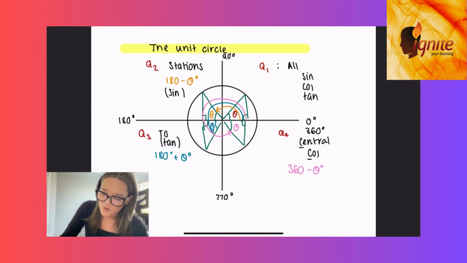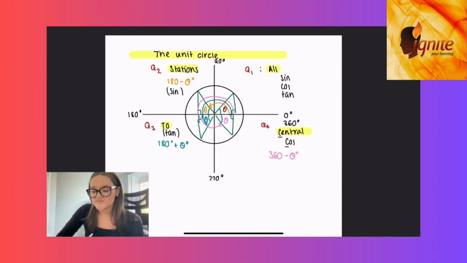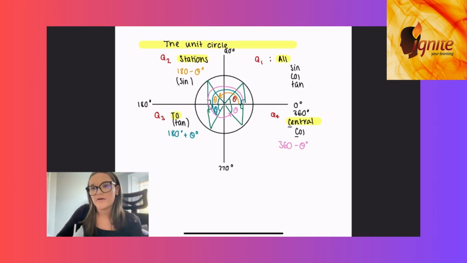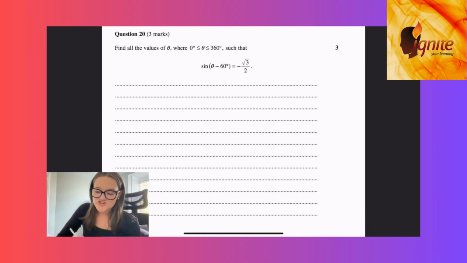So this acronym here, all stations to central, helps us to figure out which corresponding trig ratio is going to be positive. And then what we can do is use these respective expressions to see how we can answer different types of trig questions. So if we have a look here at a question from the 2023 HSC, question 20, we have: find all the values of theta where it has a domain between 0 and 360, such that sine of theta minus 60 is equal to negative root 3 on 2.